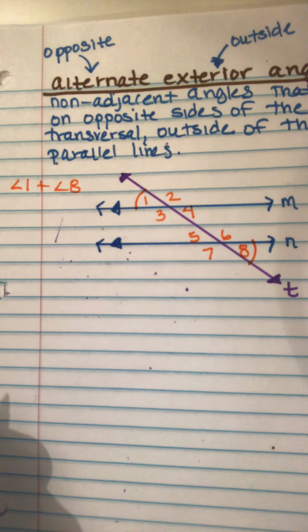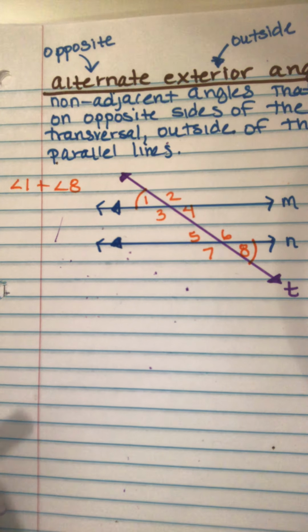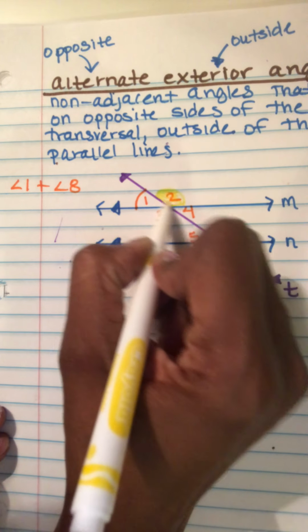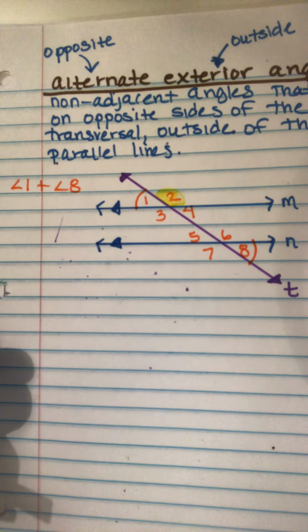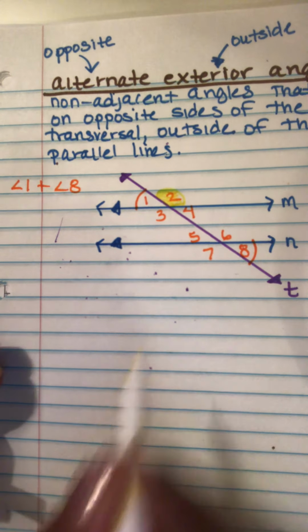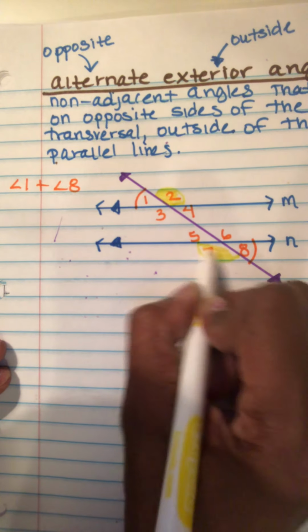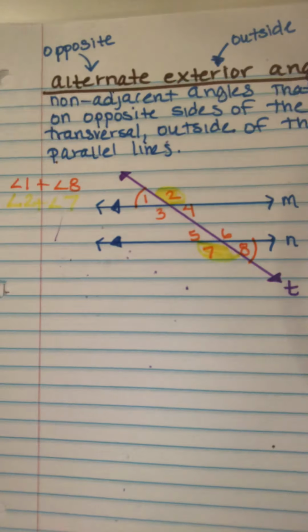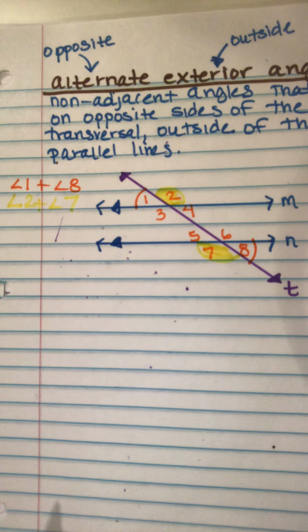All right. So if I was going to look at some more, let's just say I'm going to change colors. I'm hoping you can see this yellow. What about angle 2? If I was going to choose this as my alternate exterior angle, what pair would match with that? I'm hoping that you said 7 right here. So these two, the measure of angle 2 and the measure of angle 7. Angle 2 and angle 7.